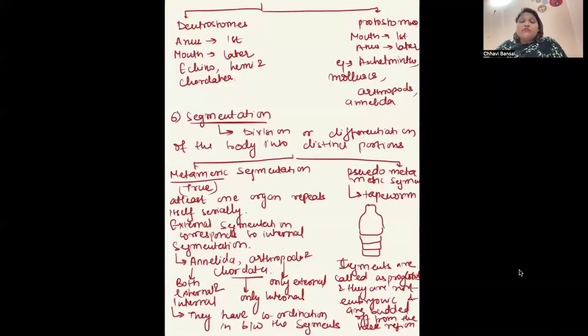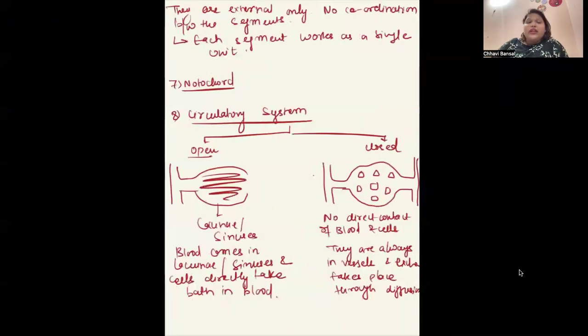And then it comes our segmentation. We have metameric segmentation and pseudometameric segmentation. Pseudometameric segmentation is present in tapeworm only. Next is our notochord. If it's present, they are called as chordates. If it is absent, they are called as non-chordates. It's a hollow tube-like structure which is mesodermal in origin and give rise to the skeletal system of the body. Next is circulatory system. It can be of 2 types, open and closed.